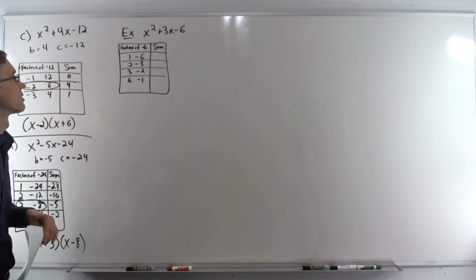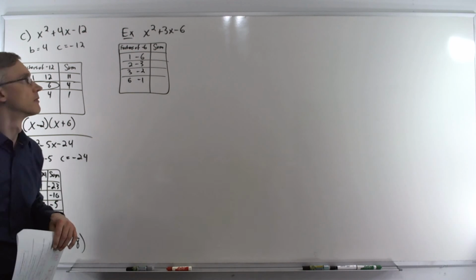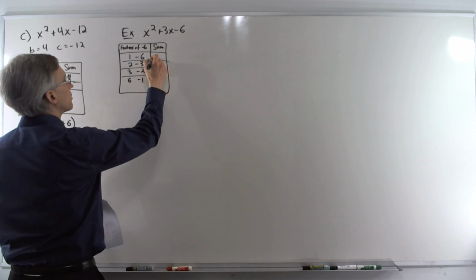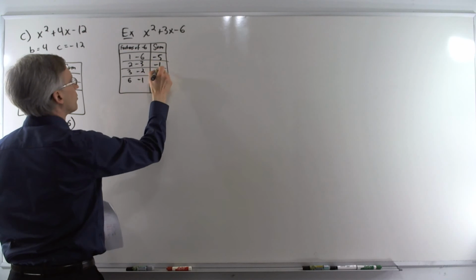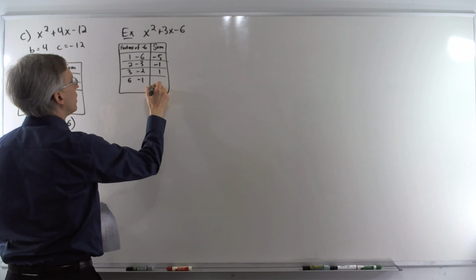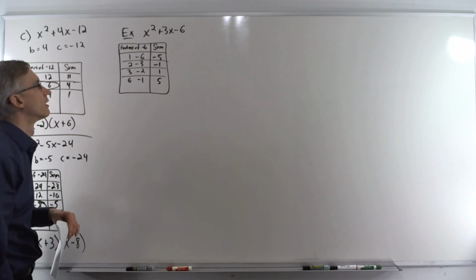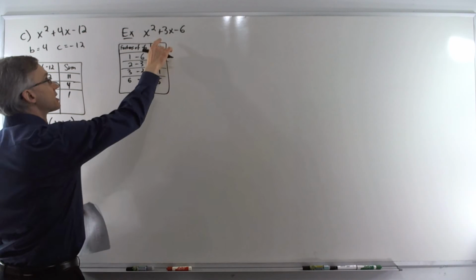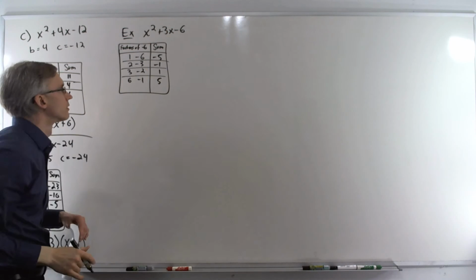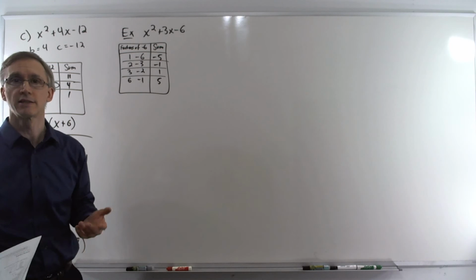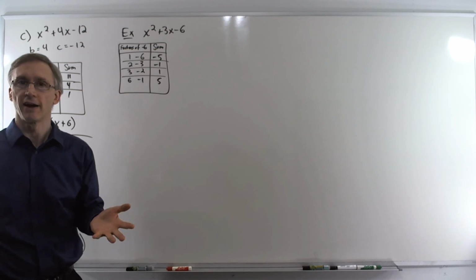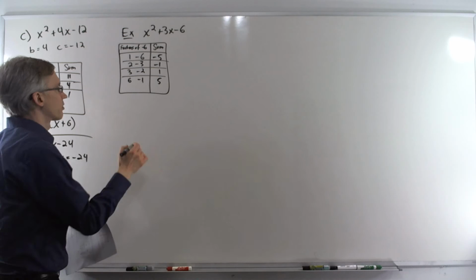So there's all the numbers that multiply to get negative 6. So let's find their sums. We got negative 5, negative 1, 1, and 5. Now notice that none of these match the middle term b. What that means is this trinomial is not factorable. It's what's known as prime.